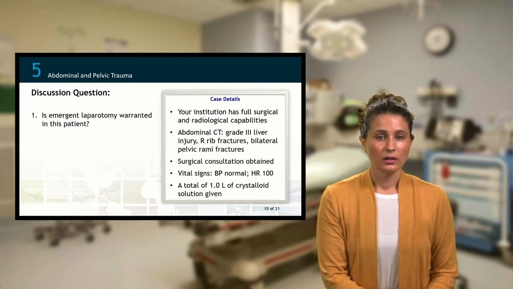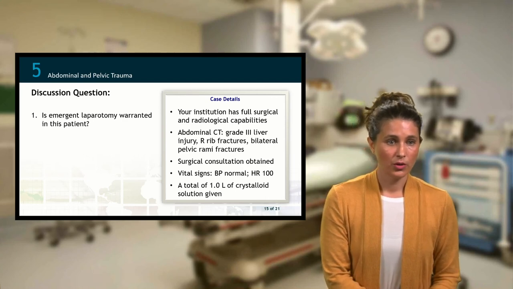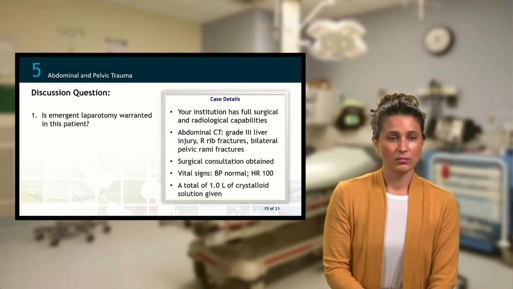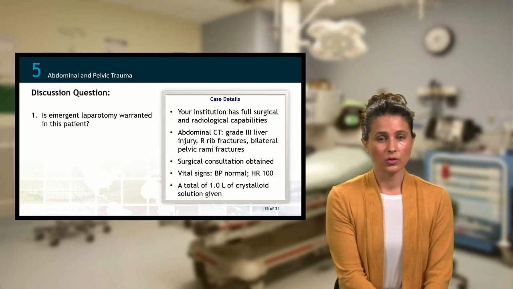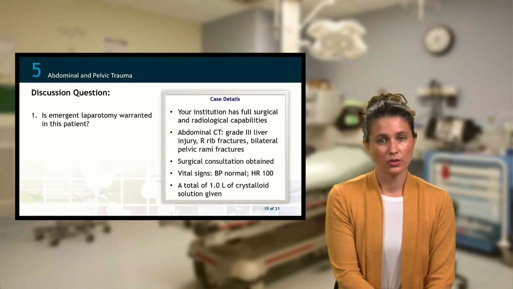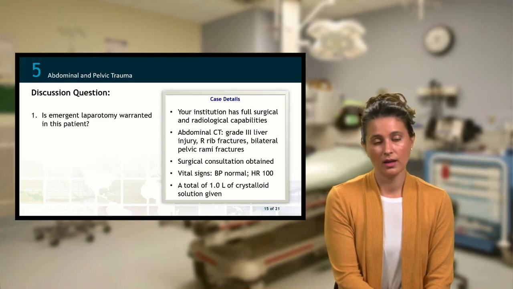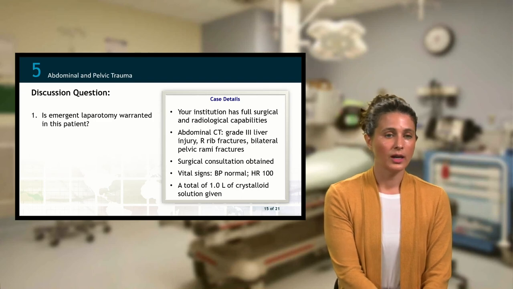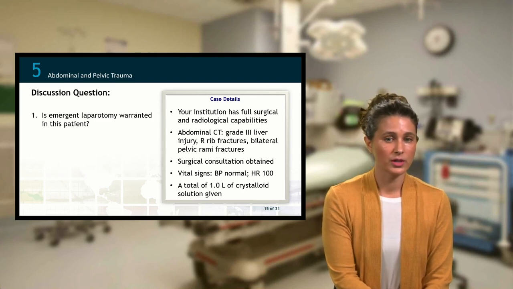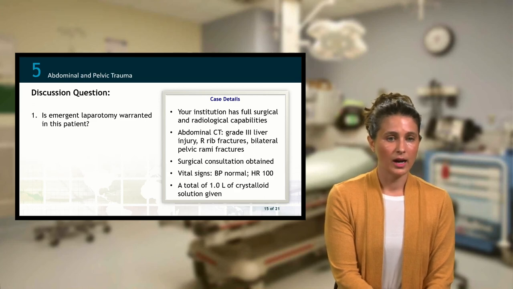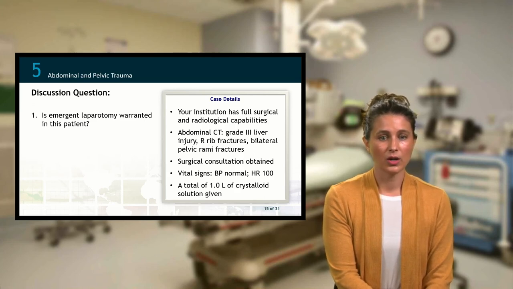So grade 3 liver lacerations can be observed, and potentially you can avoid surgical intervention. Obviously, rib fractures don't necessarily need surgical intervention unless there is a hemothorax that has a certain threshold of blood output in a chest tube over a certain time period. And the pubic rami fractures are typically non-operative and are treated with pain control.